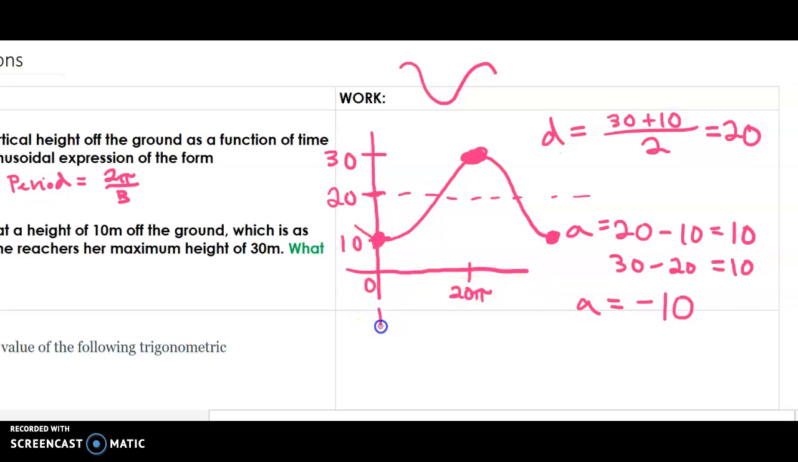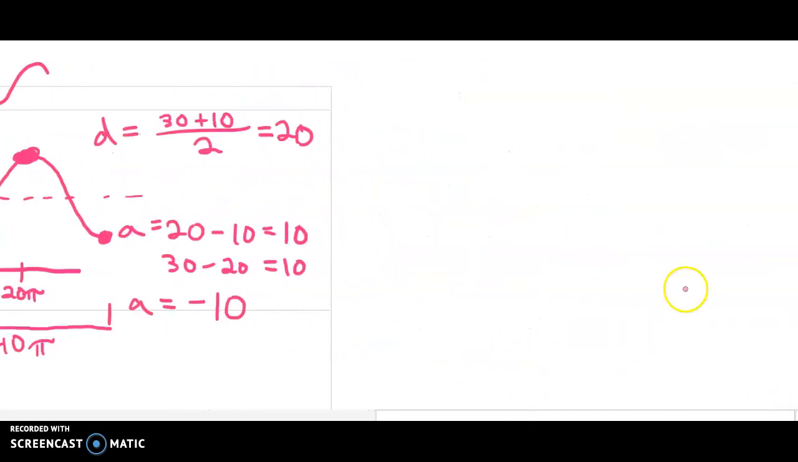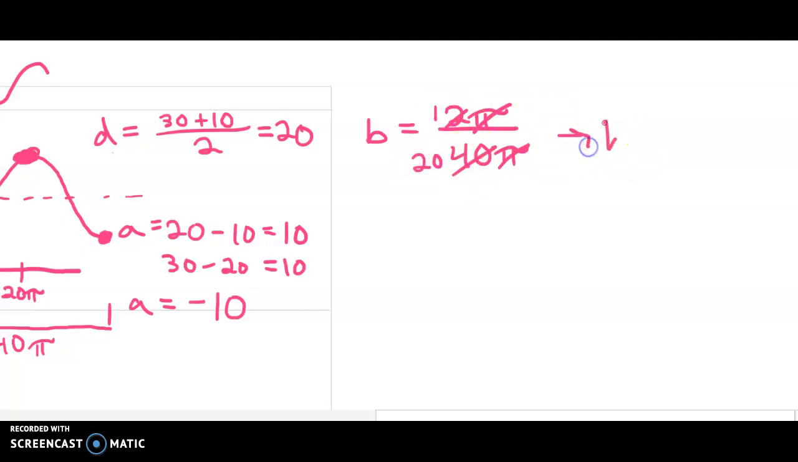Because our period is the distance, in this case, between one minimum and the next consecutive minimum. This is going to be 40 pi. And so in order to find our b value, we're going to take 2 pi divided by our period, which is 40 pi. Our pi's cancel out. This 2 over 40 reduces to 1/20th, and that's our b value, 1/20th.